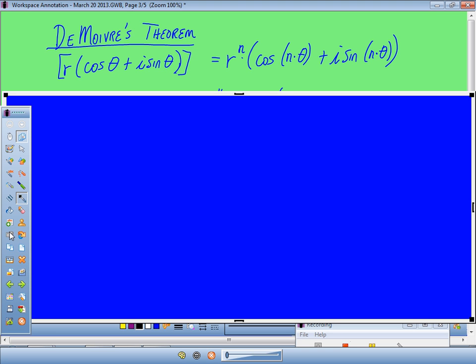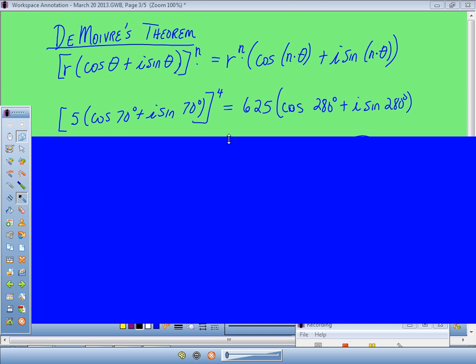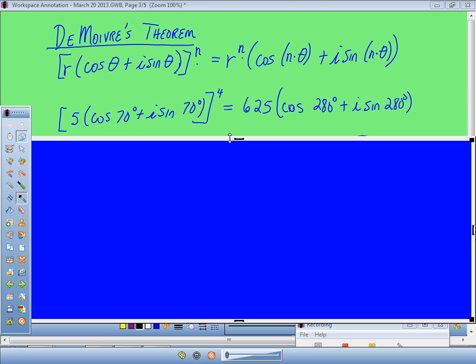So showing you a real quick one here that's nice and easy. If I have 5 cosine of 70 degrees plus i sine 70 degrees to the 4th power, I simply need to take 5 to the 4th. That's how I got 625. It's 5 to the 4th. And then I multiply the angle times 4. And 4 times 70 is 280. If they want your answer in polar form, you're done.